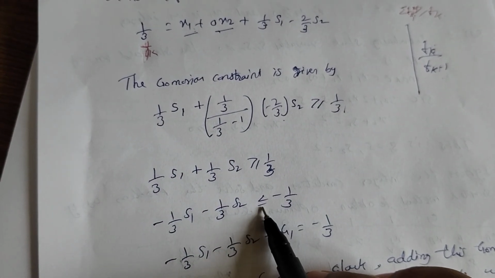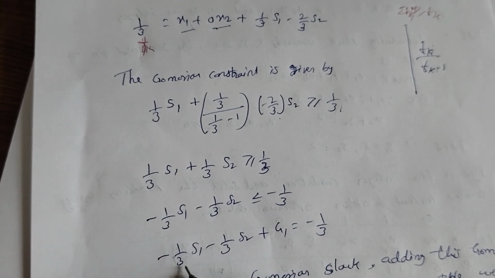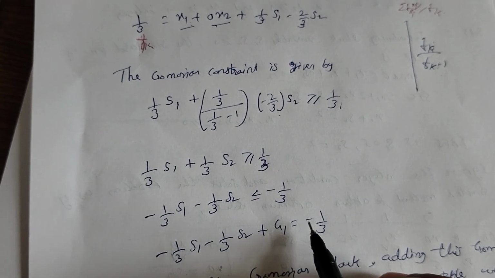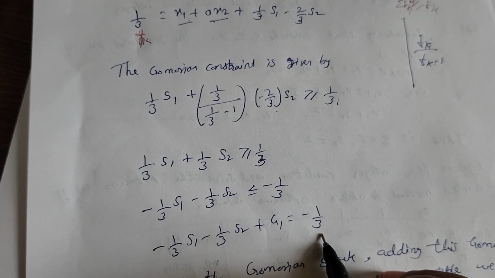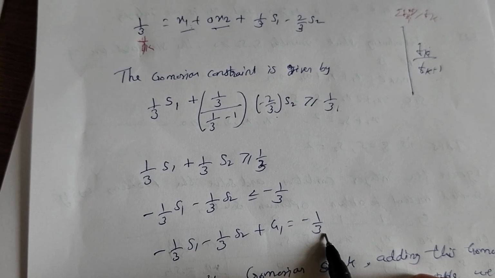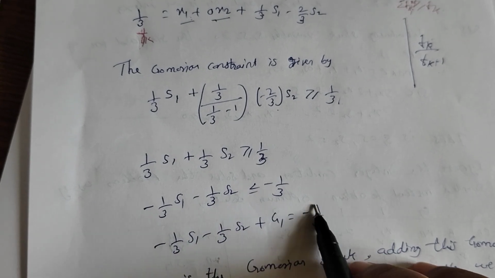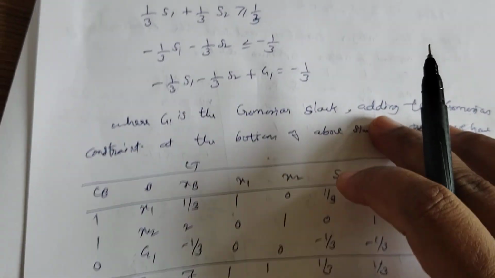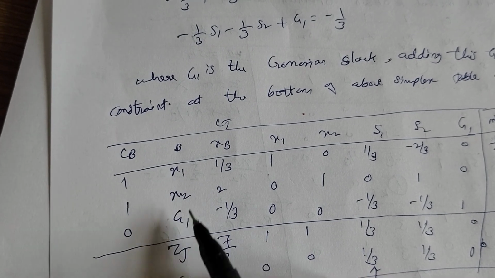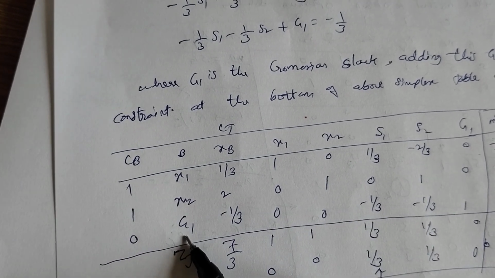Now you have to add the Gomory slack variable for this. So it becomes minus 1 by 3 s1 minus 1 by 3 s2 plus g1, equals minus 1 by 3. Now you got the new constraint. You have to add this constraint equation to the last table of your simplex table, that is the last table containing only x1, x2. For this table we are adding the Gomory constraint now.